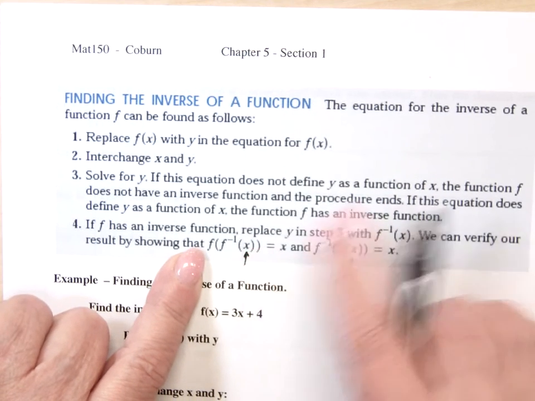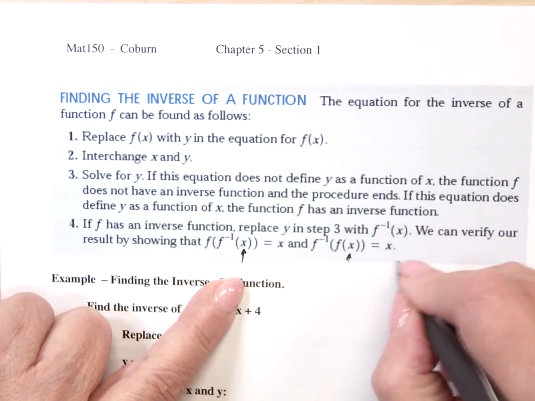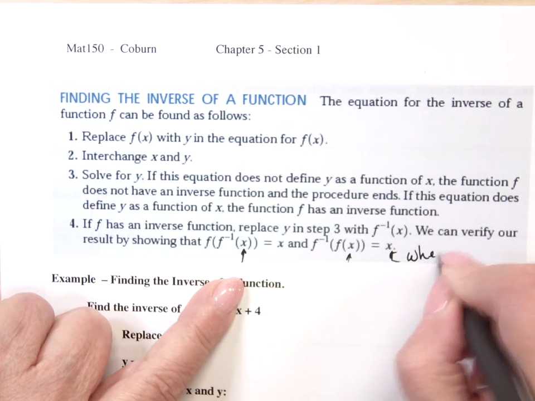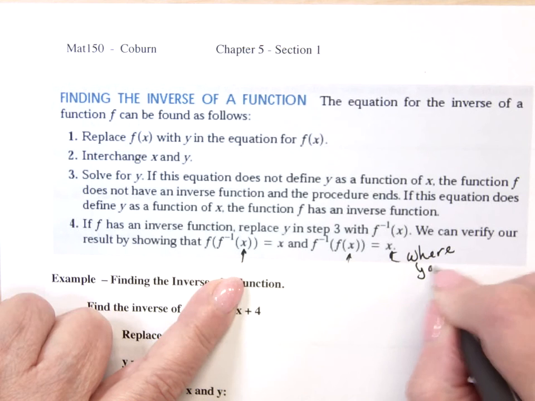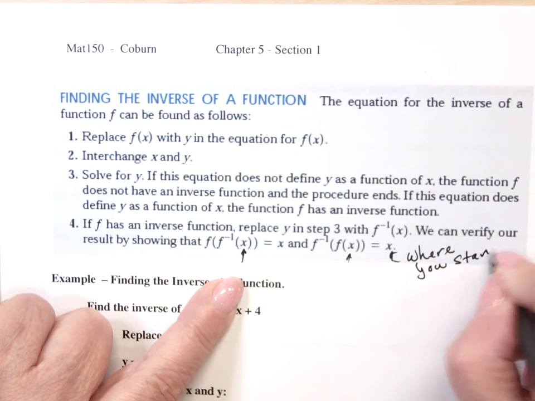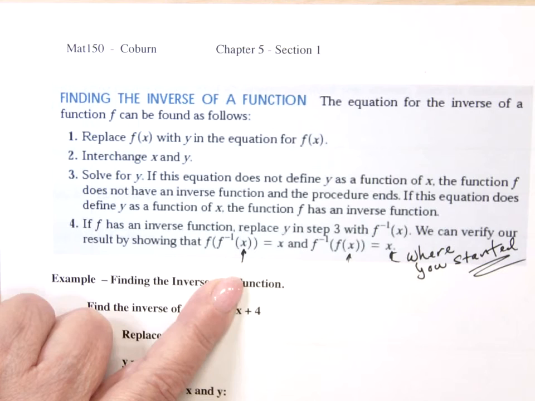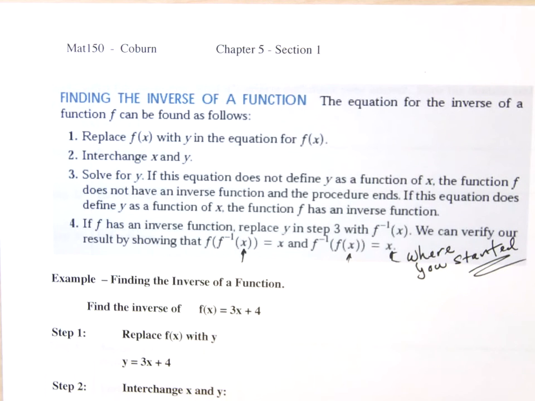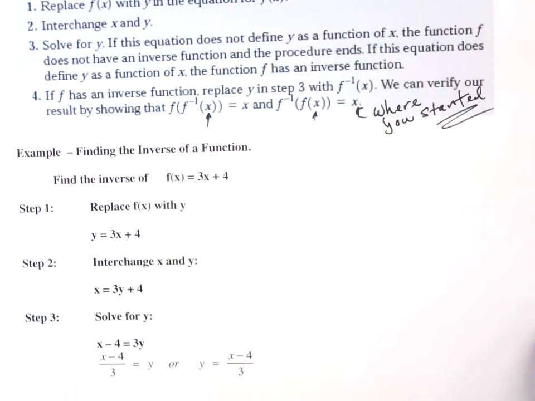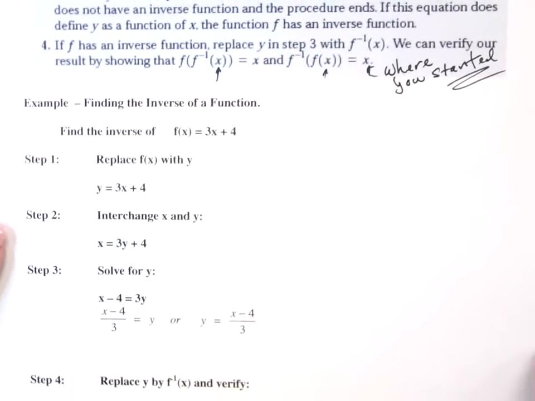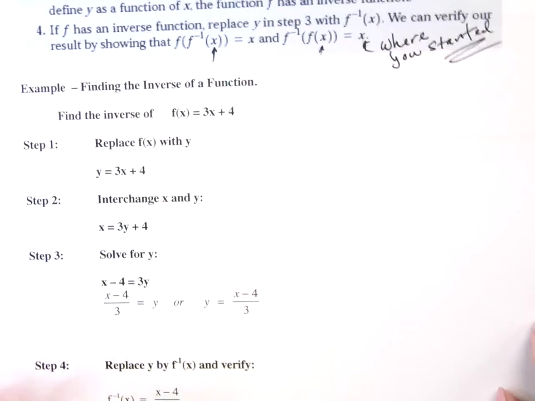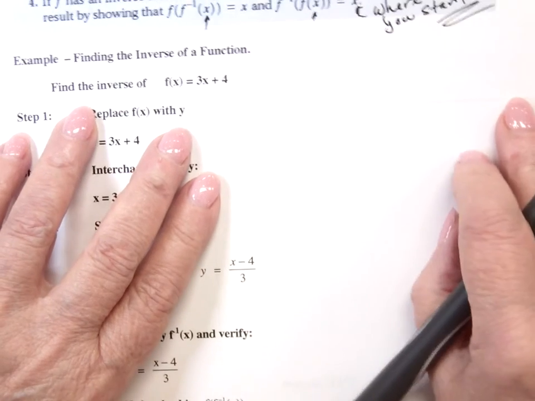So essentially this is where you started. This is where you started. So this is kind of a simple example of the four steps. It says finding the inverse.